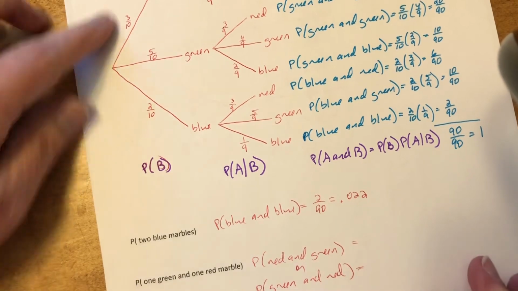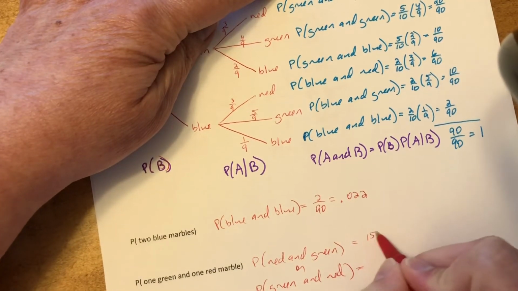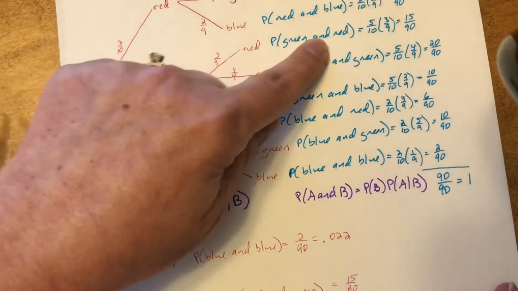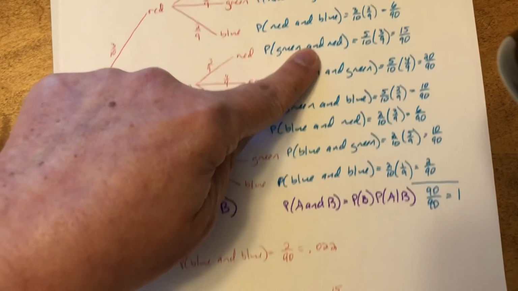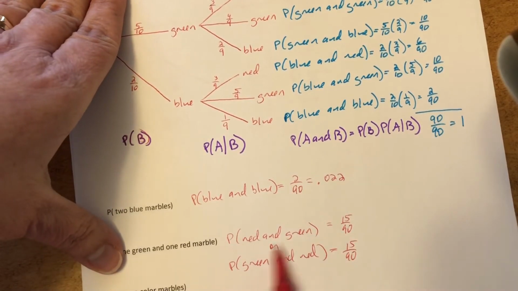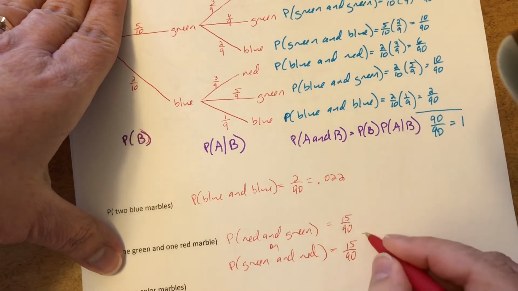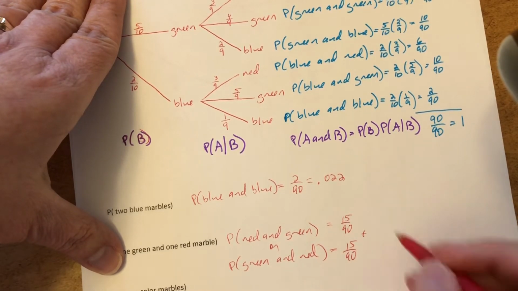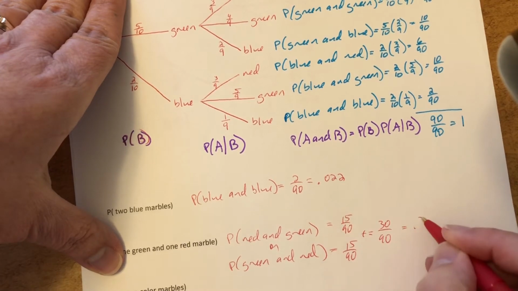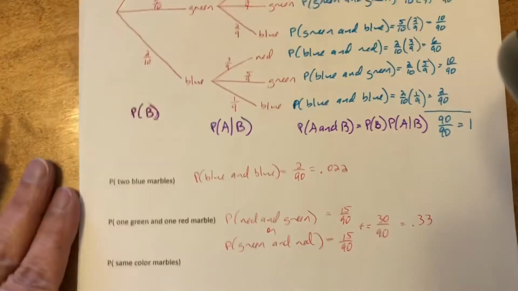Now the probability of red and green is 15/90. Red and green is 15/90. And green and red is also 15/90. Okay, now it's one or the other. So when I have an or, I have to add them. So 15 and 15, that's 30/90. And that is 0.33. Okay?